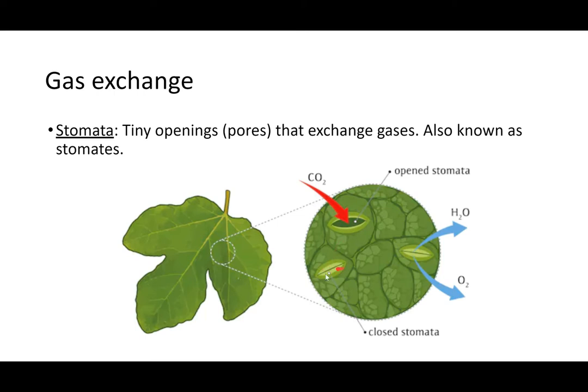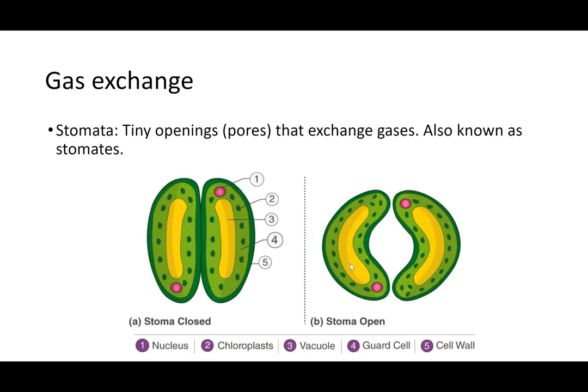When they are closed, gases cannot move in or out of the plant. Here we can see where the stoma is closed, so no gases can be exchanged. And here the stoma, or stomata, is open and gases can be exchanged. There are cells surrounding the stoma called guard cells, which are responsible for the contraction and release that actually open and close the stomata.